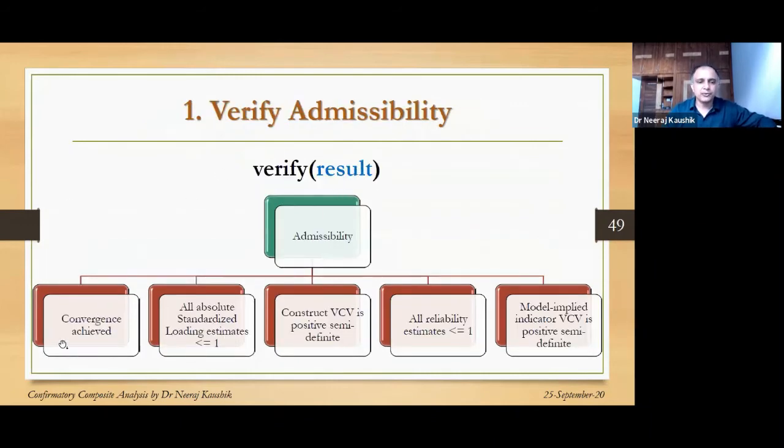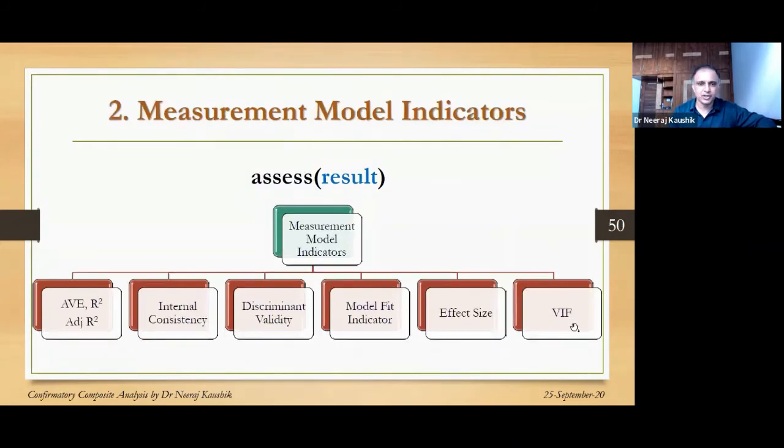In the verify, 5 things it will check for you. What are the 5 things? Convergence achieved or not. All absolute standardized Heywood cases it will check. Not positive definite it will check. All reliability less than 1 it will check, and the model VCV it will check. The 5 things. In the assess, we'll say show me all the measurement. It is called assess, and put that output here.